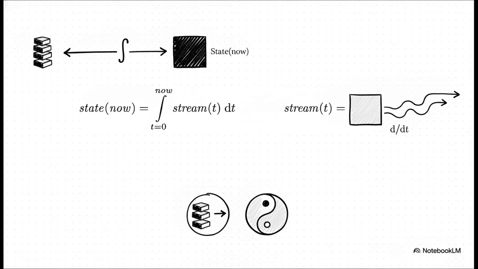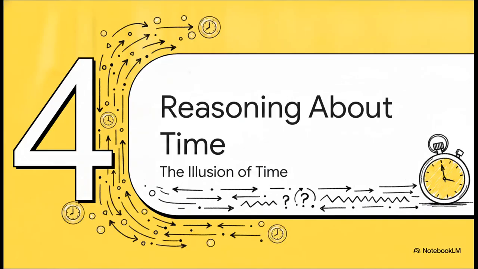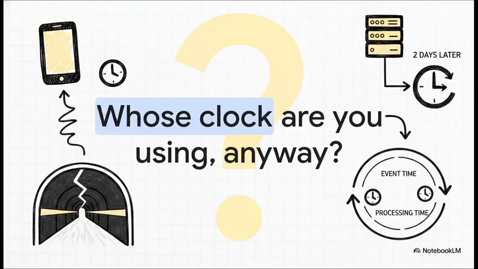A database table is actually just a cached, materialized view of an event log that has been applied up to a specific point in time. Mind-blowing, right? Let's transition into part 4, reasoning about time. When data never stops flowing, how do you define the last 5 minutes? This brings us to a deeply philosophical but highly practical problem.